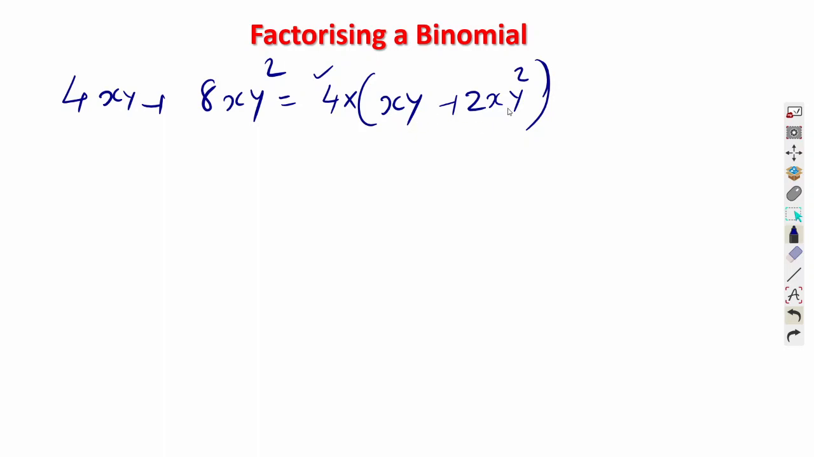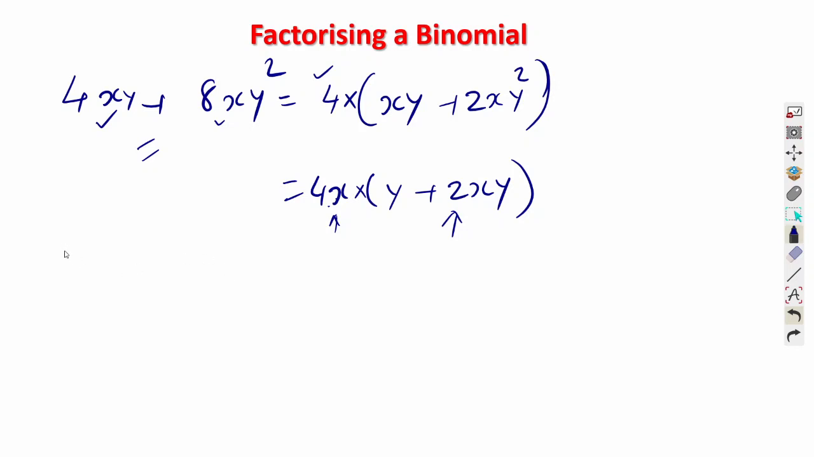Why can't you think about taking one more step? If I take 4x as one factor, the remaining factor will be y plus 2xy, because 4x into y is 4xy, 4x into 2xy square is 8xy. So these two are also factors of this expression. This way we can find out the factors of any expression.